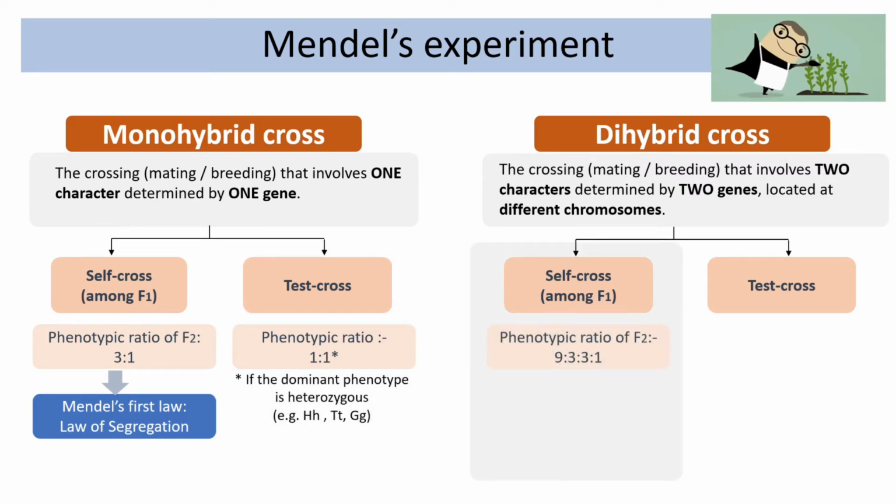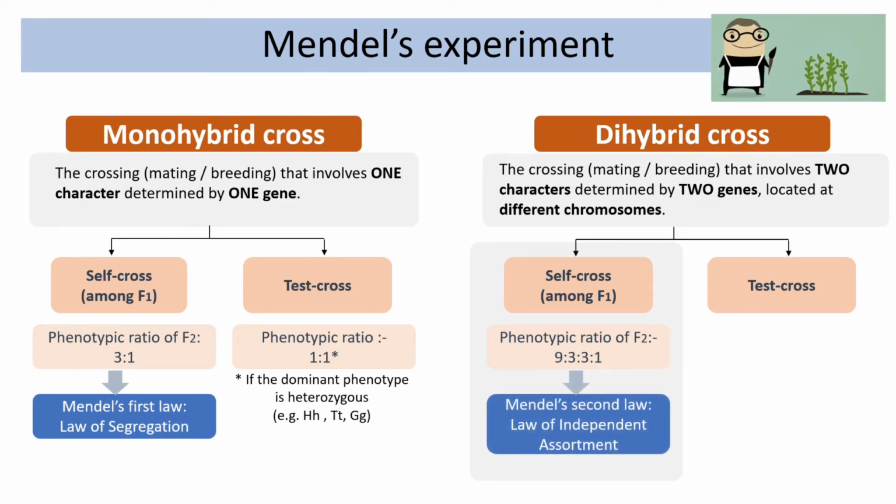In the dihybrid self-cross among the first generation, Mendel found that the phenotypic ratio is always 9:3:3:1. From the findings, Mendel proposed his second law, which is the law of independent assortment. In the dihybrid test cross, Mendel found that the phenotypic ratio is always 1:1:1:1, if the dominant phenotype is heterozygous for both genes.